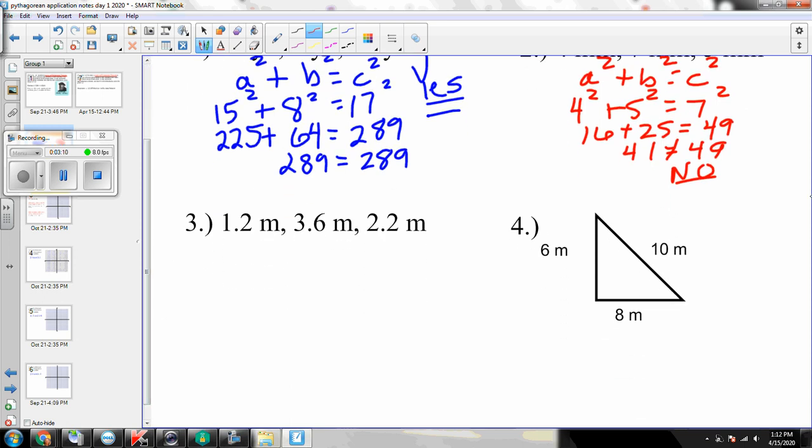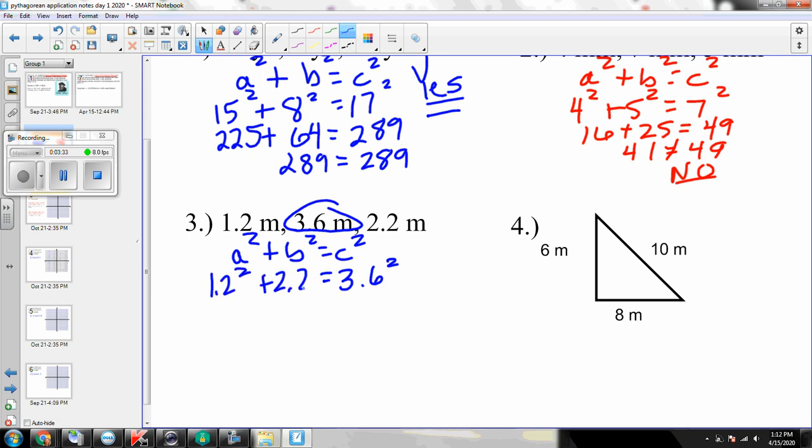Okay, number 3. I'm going to use the Pythagorean theorem, which is a squared plus b squared equals c squared. I'm going to find the longest side, which is the 3.6, and that would be C. That has to be the hypotenuse, the longest side. A and B are the other 2 sides. So one is a 1.2, the other is a 2.2. If I square 1.2, 1.2 to the second power would be a 1.44. If I take 2.2 to the second power, I get a 4.84.